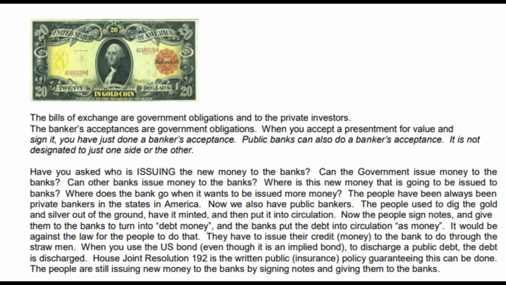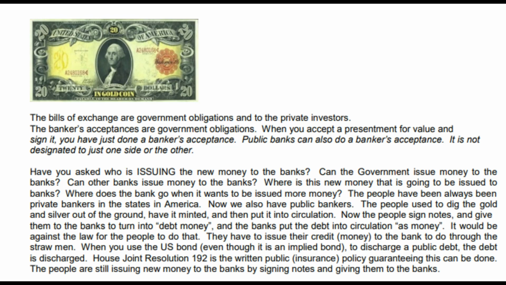The banker's acceptance are government obligations. When you have accepted a presentment for value and you sign it, you have just done a banker's acceptance. Public banks can also do a banker's acceptance. It is not designated to just one side or the other. Have you asked who is issuing the new money to the banks? Can the government issue money to the banks? Can other banks issue money to other banks? Where is this new money that is going to be issued to the banks? Where does the bank go when it wants new or more money issued?